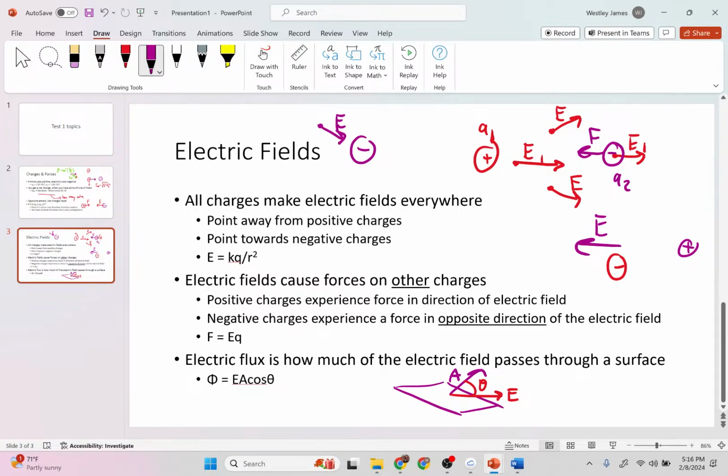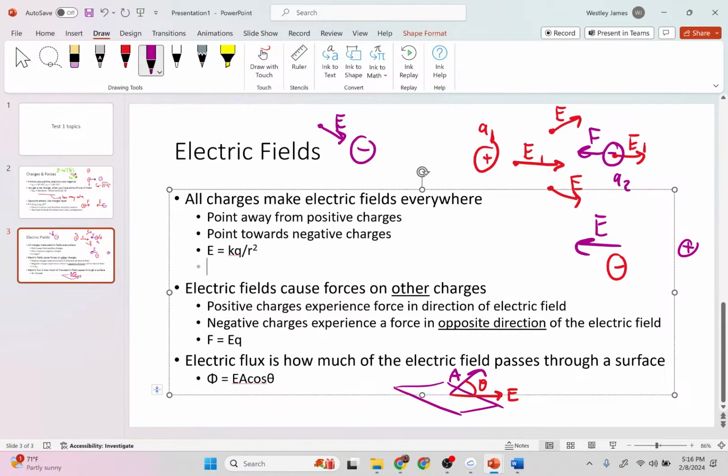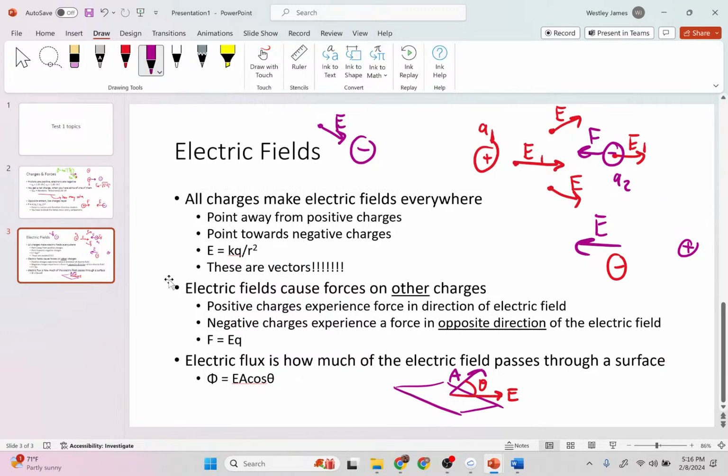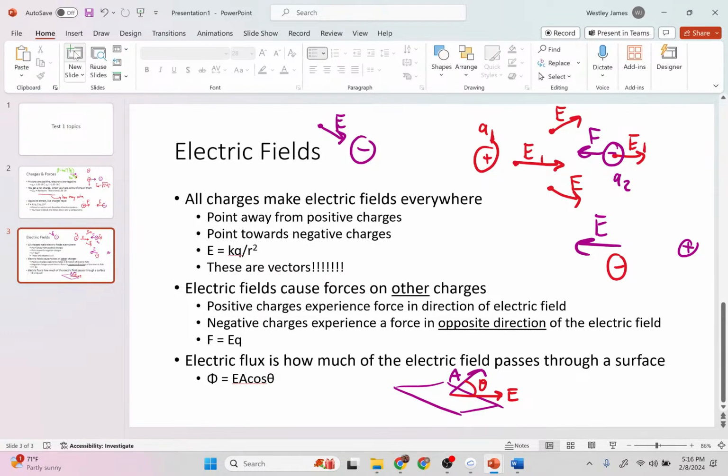All right. So, electric flux, electric fields, they cause forces. These are vectors. So don't forget that. All right. Now there's one more thing I couldn't fit on this slide, and that's the three different things, other things that can make electric fields.